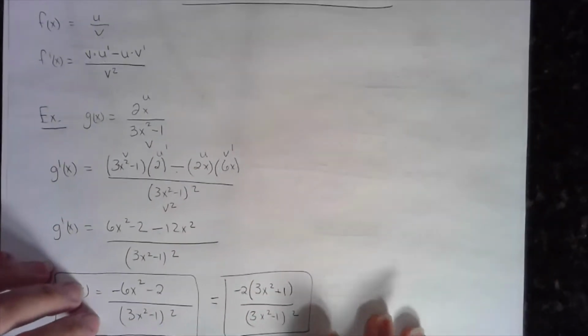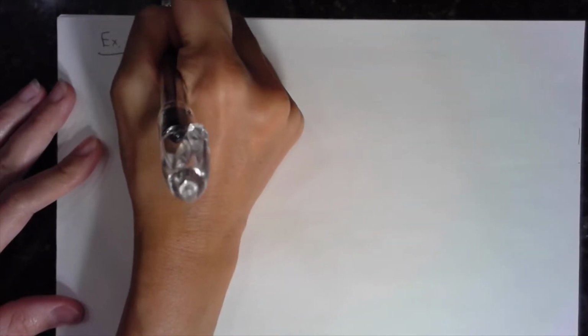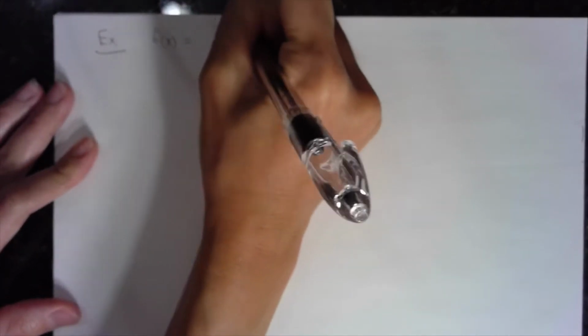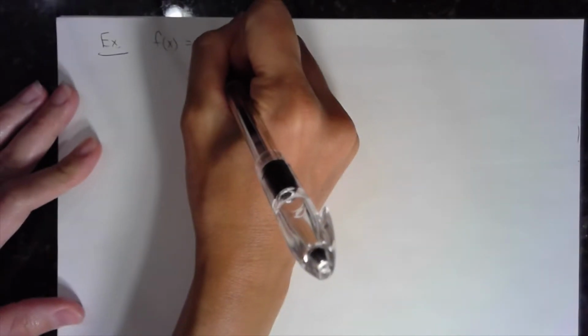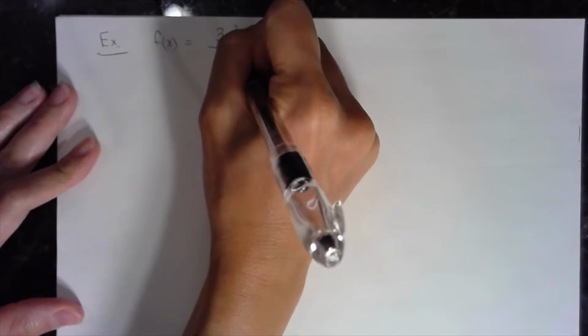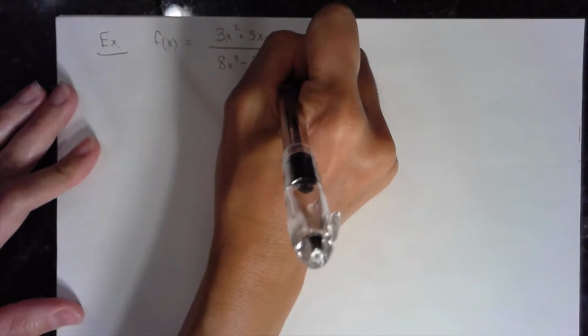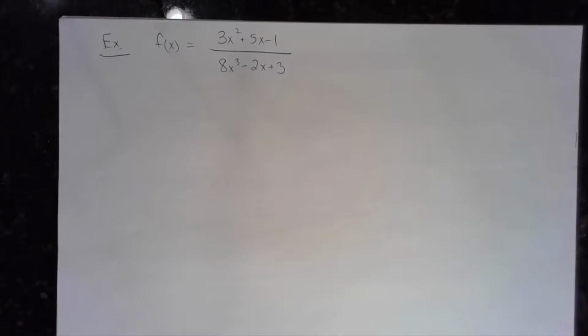Alright, so let me show you a more difficult situation. Here's another example, and in this one, I'm going to include a few terms that I'm going to subtract in that process before I simplify. So I'll show you what I mean. Let this function be 3x squared plus 5x minus 1 over, I don't know, 8x to the third minus 2x plus 3. So boom, you have a quotient.